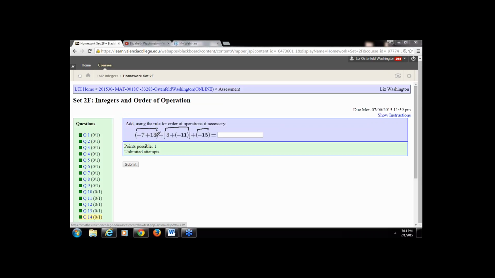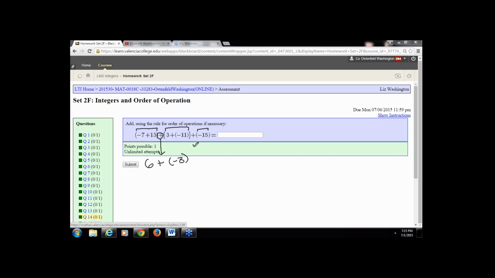Negative 7 plus 13 is going to give me what? Not a negative 6. We're going to always take the sign of the highest number, right? Very good. So I'm going to get a 6 right here, and then this is my plus sign. And what do I get right here? 3 plus a negative 11. It's okay. What's 3 plus a negative 11? What's that going to give me? Very good. Take the sign of the higher number. I'm going to go ahead and get a negative 8.